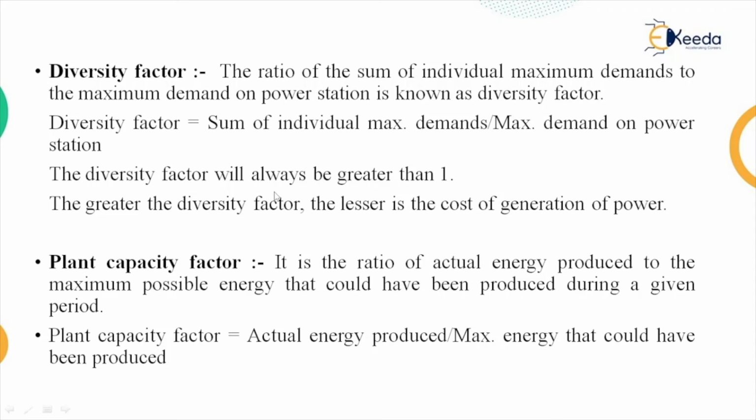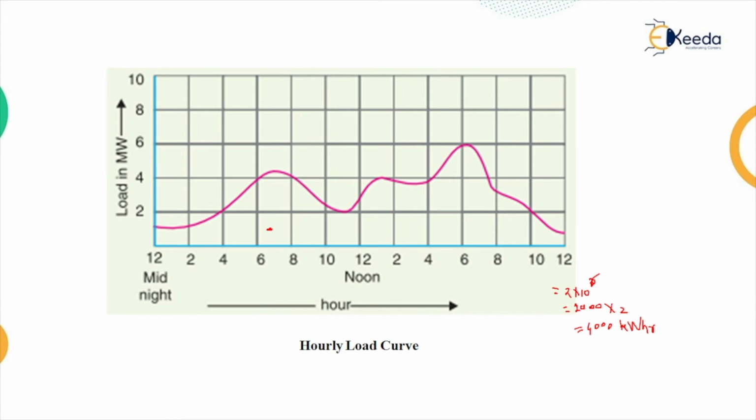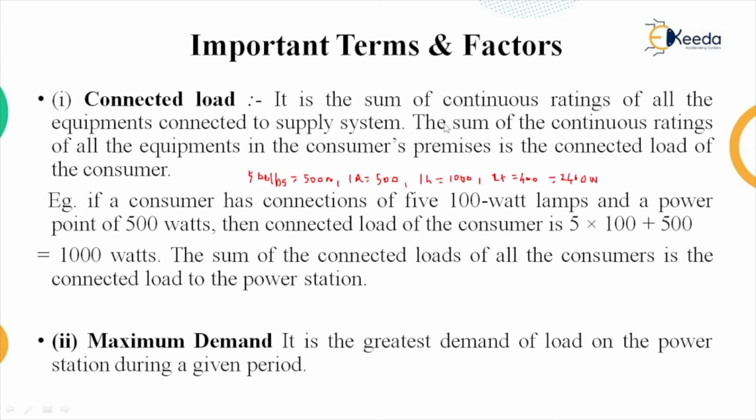The diversity factor will always be greater than 1, because if we observe the load curve, this is the maximum demand of one consumer, this is the maximum demand of another consumer, and this is the maximum demand of another consumer. If we add the maximum demands of all the consumers, the total will always be greater than the single maximum demand on the power plant.